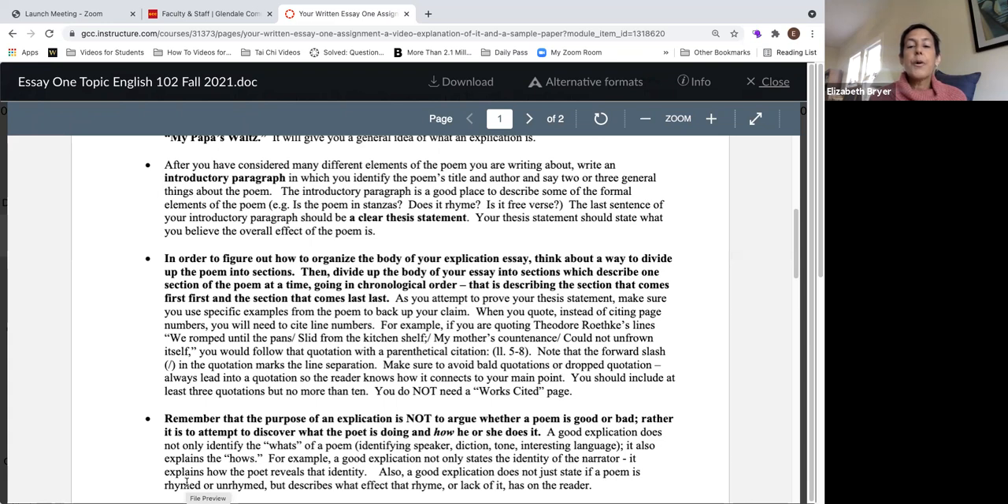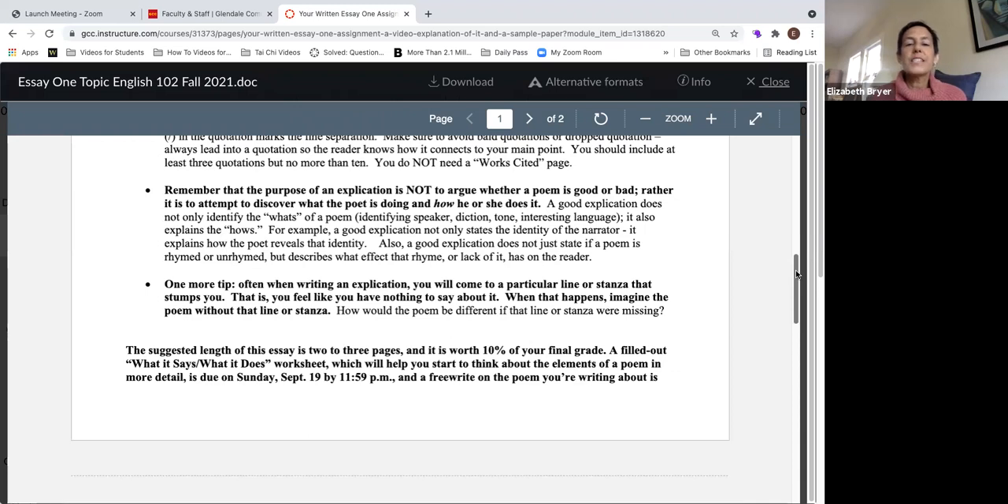Make sure to avoid bald quotations or dropped quotations. Always lead into a quotation so the reader knows how it connects to your main point. Next week, you will have an opportunity to watch a video about quotation sandwiches. It's extremely important you watch that video so you know what a dropped quotation and a bald quotation is, and you can avoid them. You should include at least 3 quotations, but no more than 10. You do not need a works cited page.